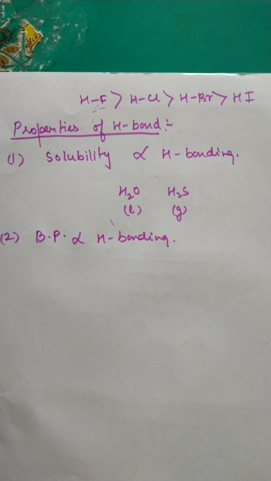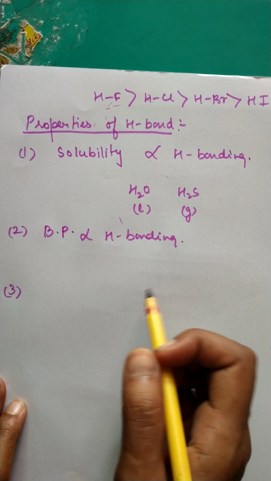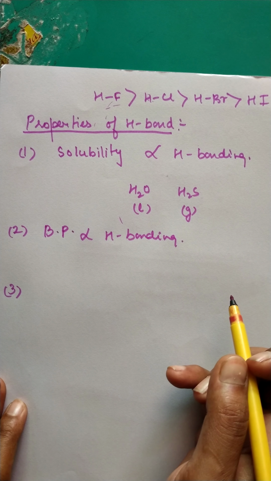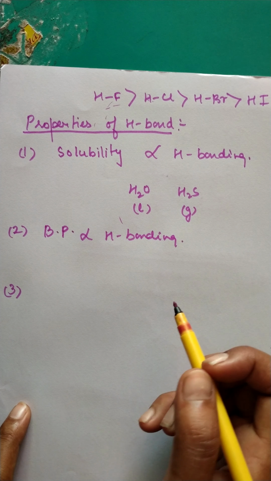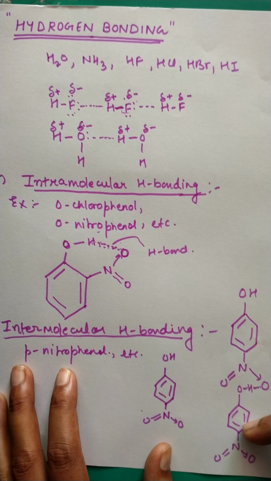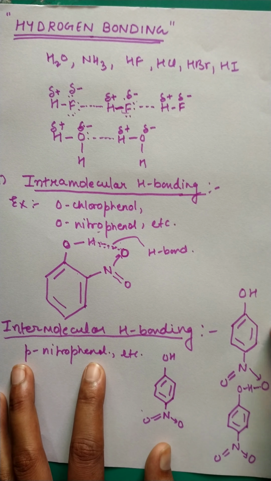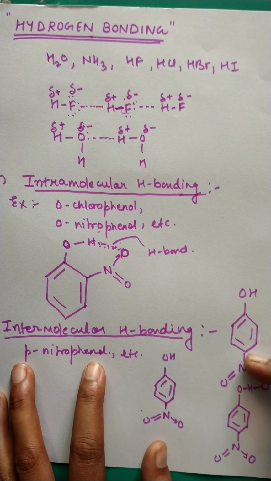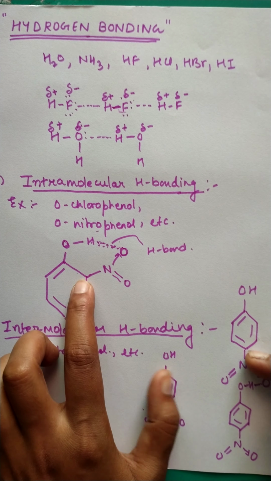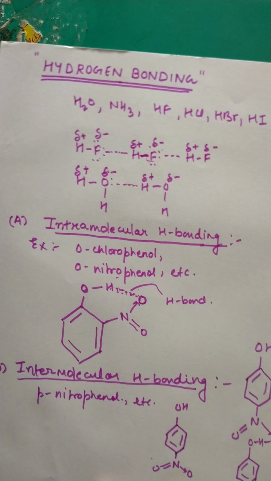And also students, one question is there: para-nitrophenol is more soluble in water and has a higher boiling point as compared to ortho-nitrophenol. Why? Because in ortho-nitrophenol intramolecular hydrogen bonding is there, whereas in para-nitrophenol intermolecular hydrogen bonding is present. So that's why it has more solubility in water as compared to ortho-nitrophenol. Okay, so this is all about hydrogen bonding.